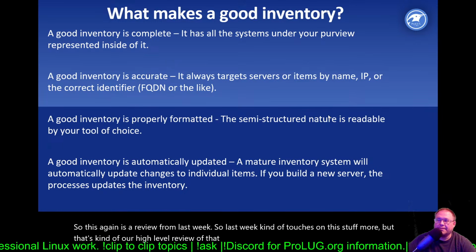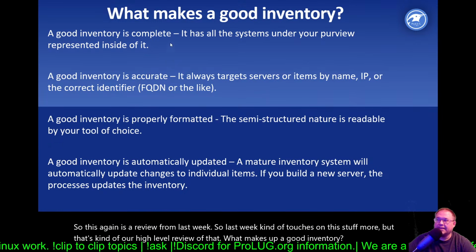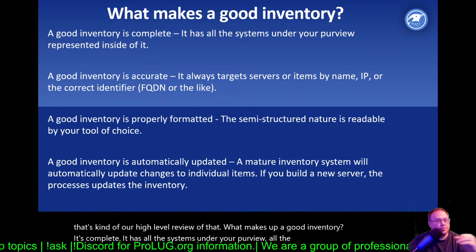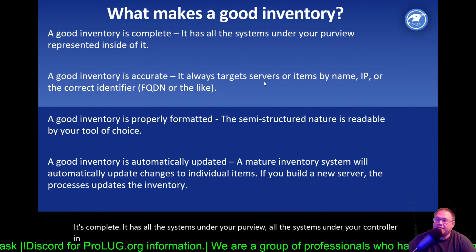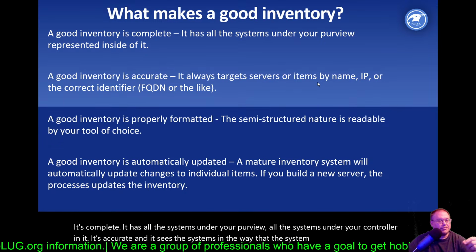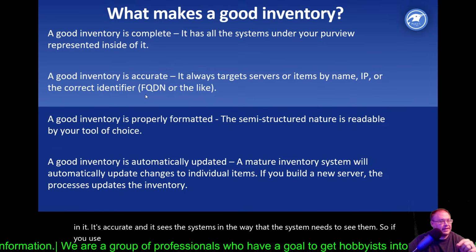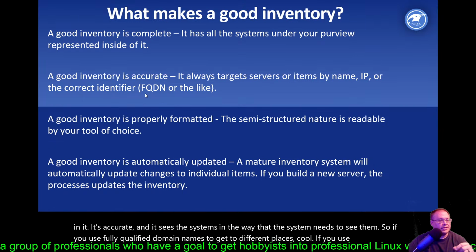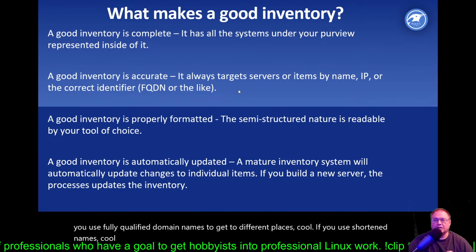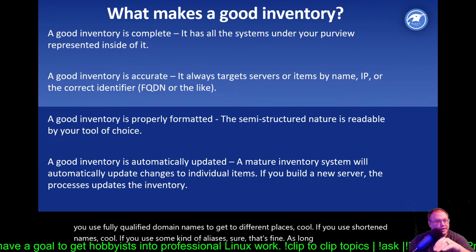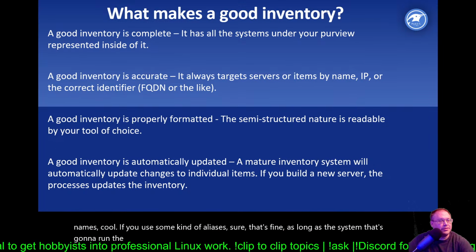What makes up a good inventory? It's complete. It has all the systems under your purview, all the systems under your control, in it. It's accurate, and it sees the systems in the way that the system needs to see them. So if you use fully qualified domain names to get to different places, cool. If you use shortened names, cool. If you use some kind of aliases, sure, that's fine, as long as the system that's going to run the inventory has access to use those aliases.